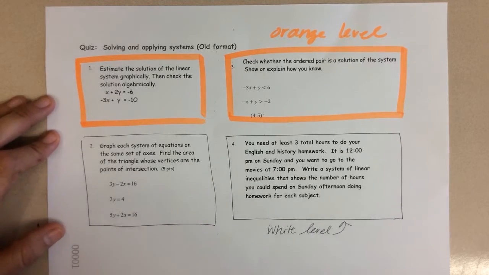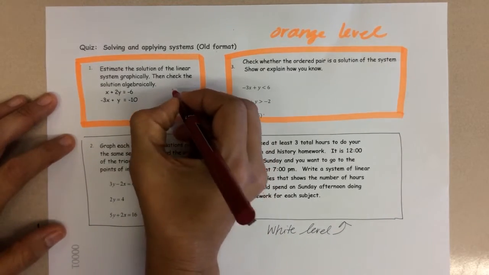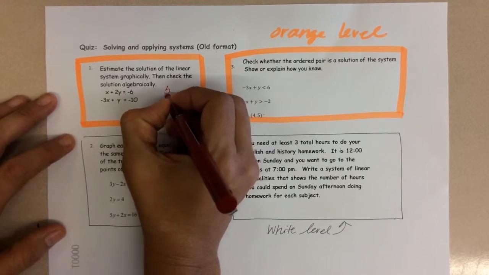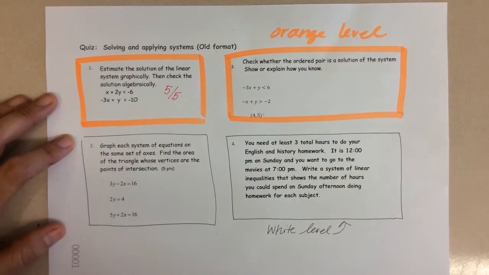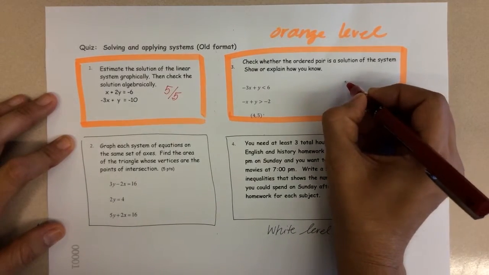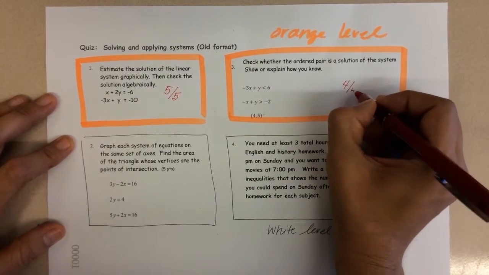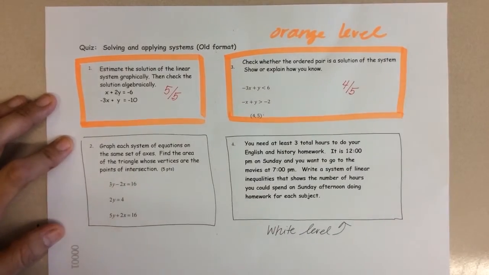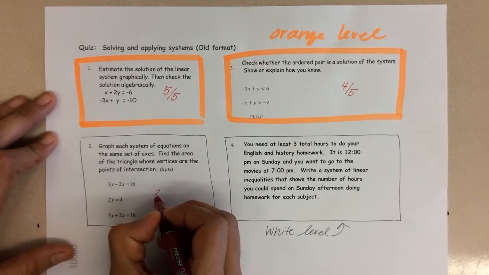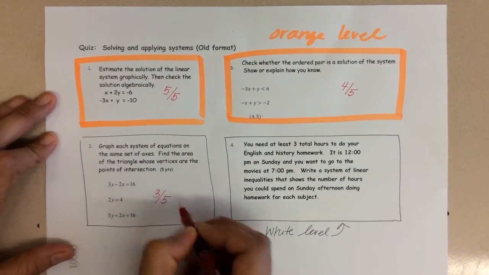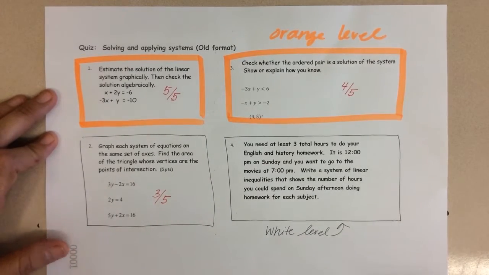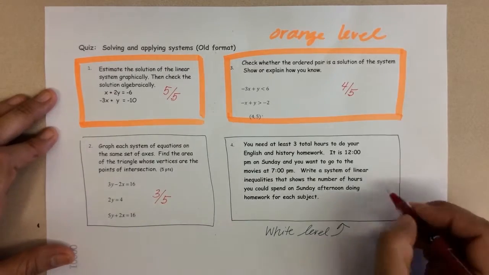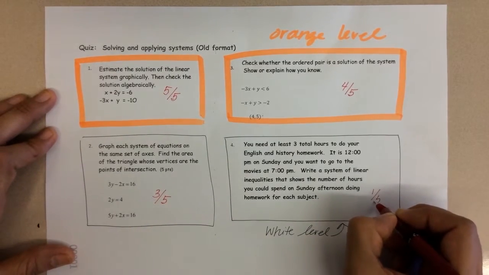This student might earn 5 out of 5 on problem number 1 because it's fairly straightforward. The student might earn only 4 out of 5 on problem number 3 because it is a little more challenging to work with inequalities, and only 3 out of 5 on problem number 2, which requires some prior knowledge. Finally, on problem number 4, a word problem, this student might earn only 1 out of 5 points because word problems can be so challenging.